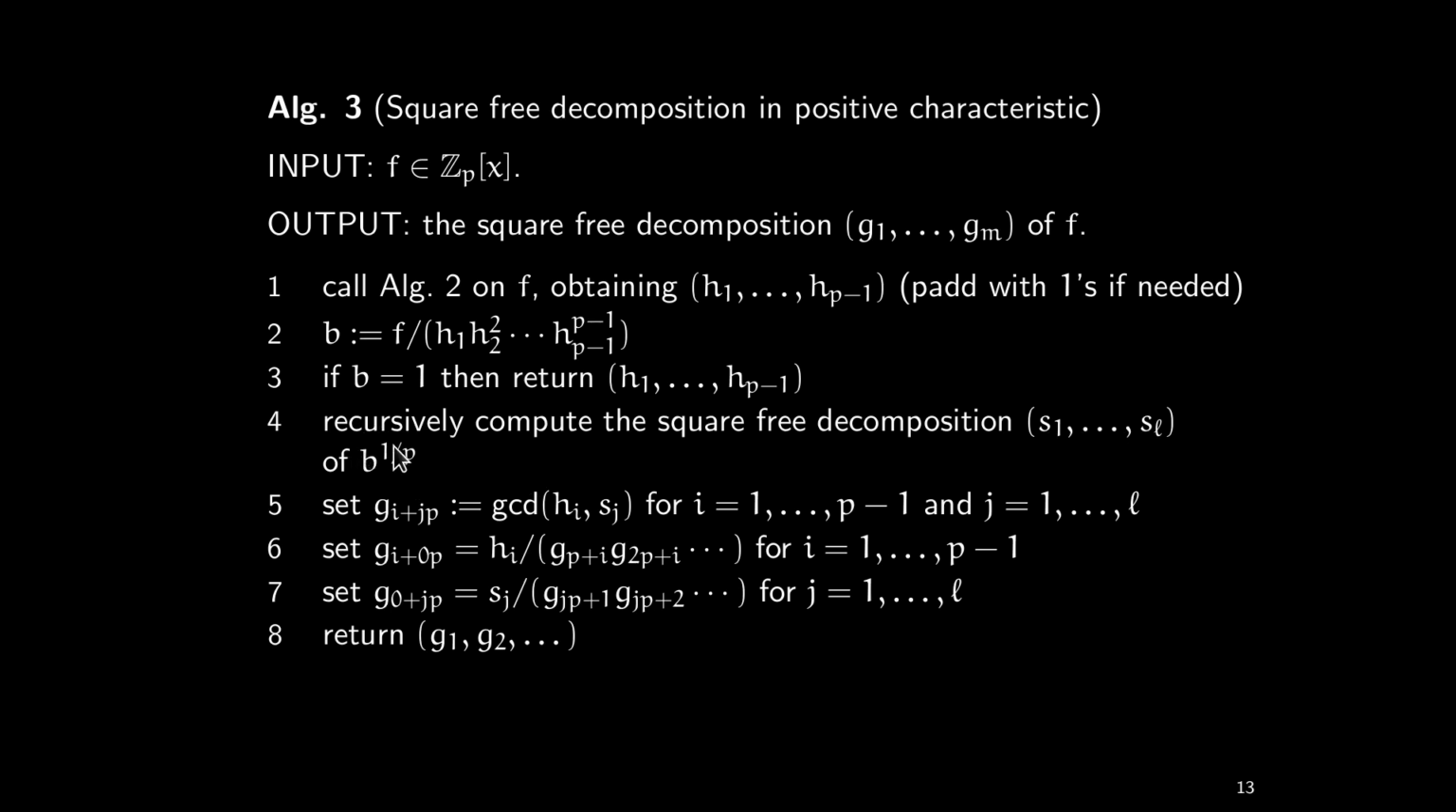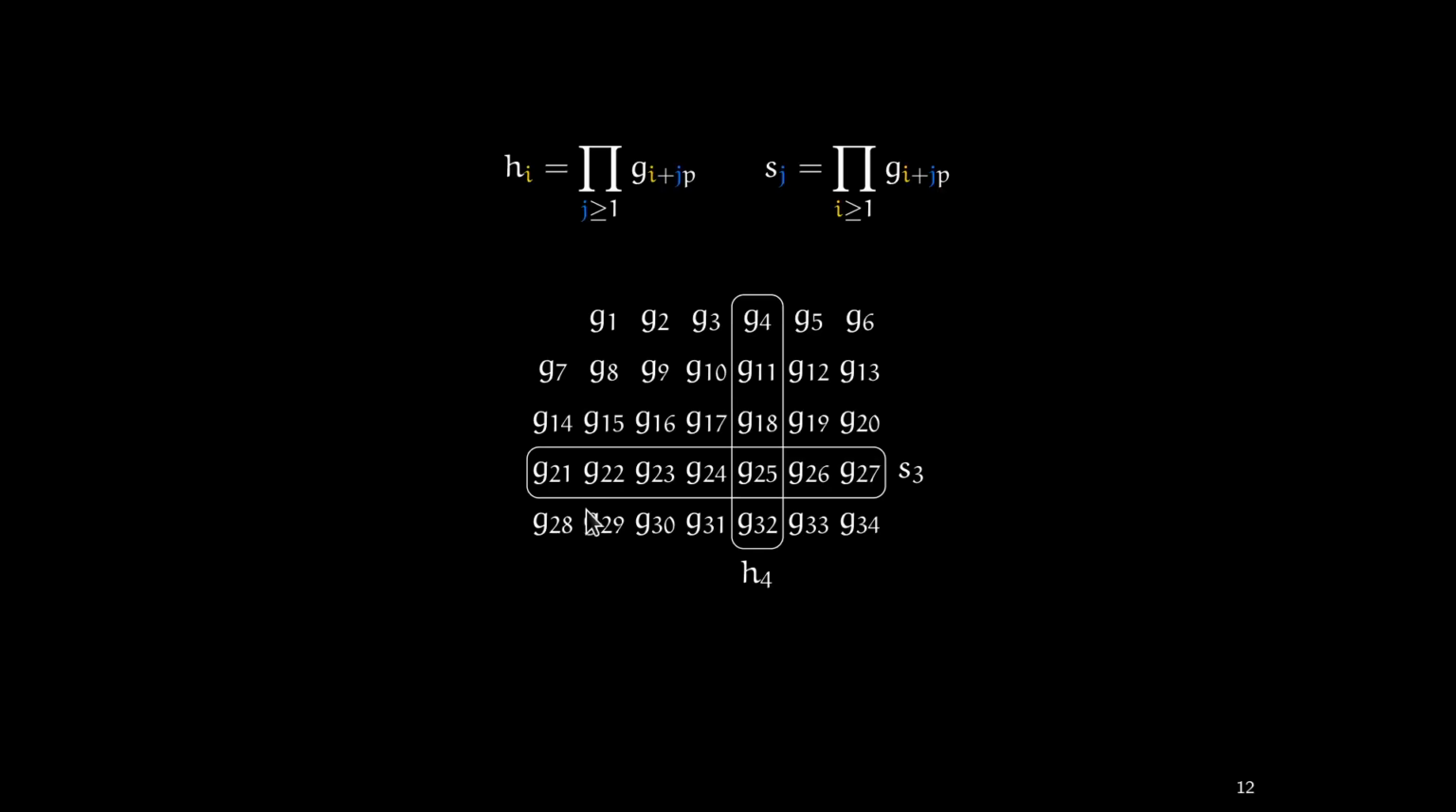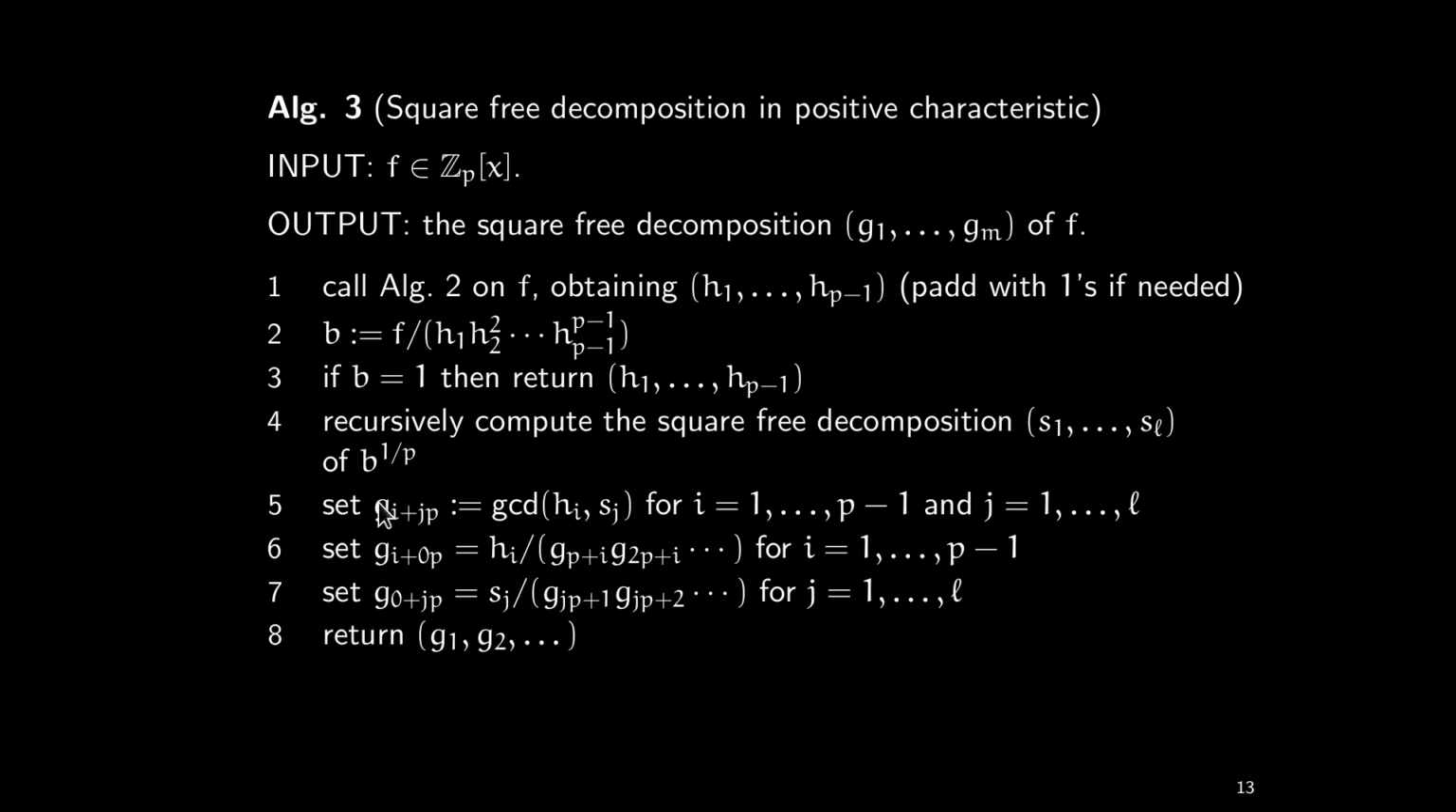And now I have to separate the parts using the h's from here and the s's from here. I get the g's by going through all the i's and all the j's. So this means I determine the g's that belong to the inner part of this rectangle. And once this is done and I have these g's, I can get also the g's at the boundary that correspond to 0 times p or 0 plus something by dividing from the h the g's that I have determined in this step. And then I have all the g's and I return them, and then I'm done. So this is the algorithm, and that's also the end of the show for today.